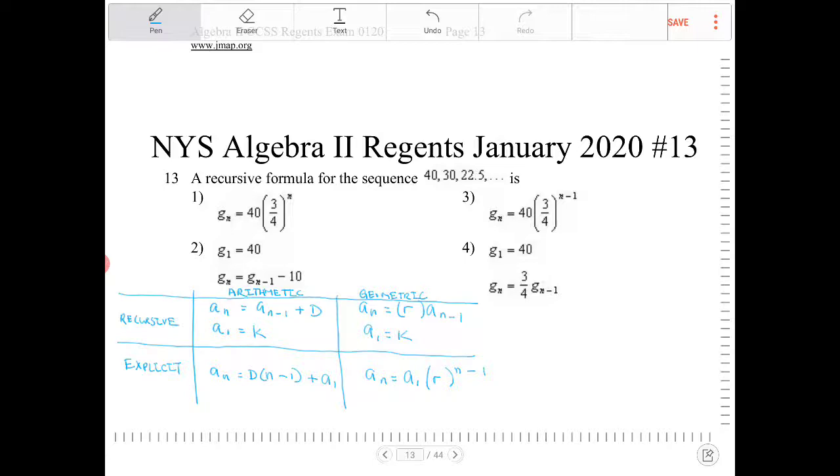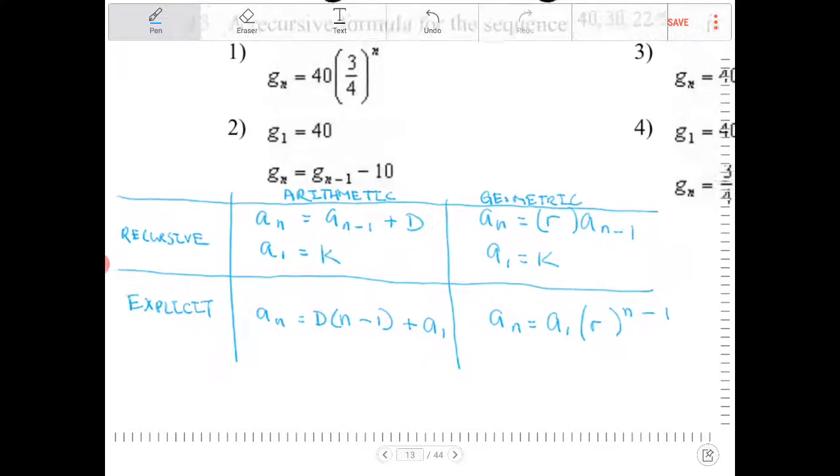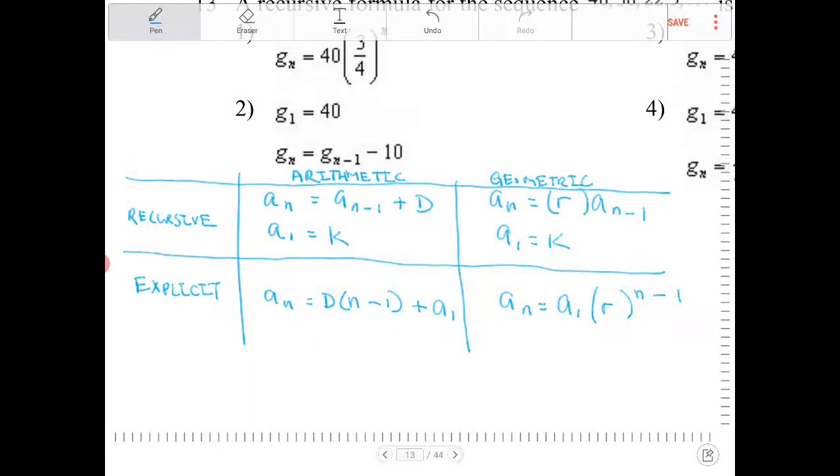For an explicit equation, you can determine the nth term without having to determine what is the term before that. Sounds very confusing, but again, I've laid it out in this chart here for you to review, and on the Algebra 2 Regents, there are really only two types of sequences that they are testing you on, and one is the arithmetic, and the second one is the geometric. And I've broken it up into recursive versus explicit.